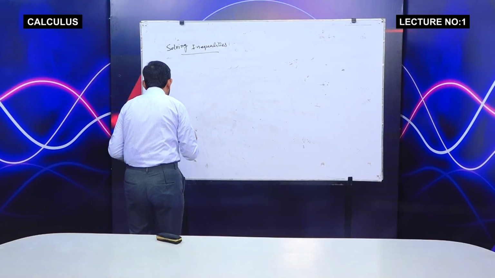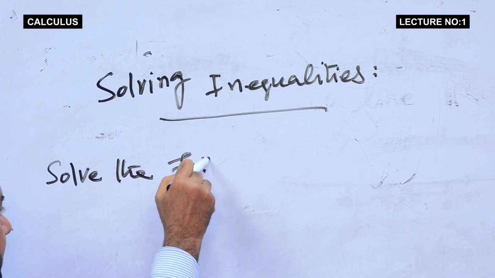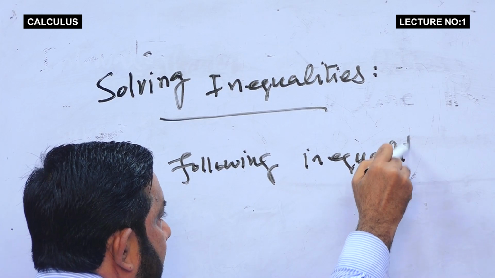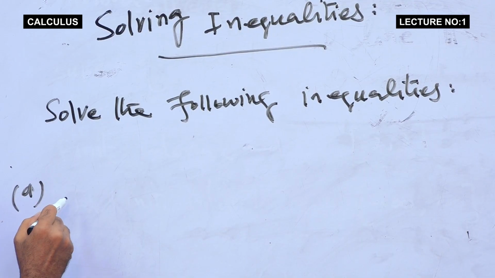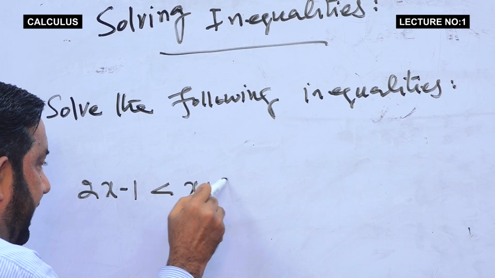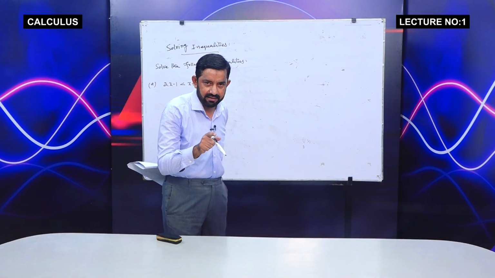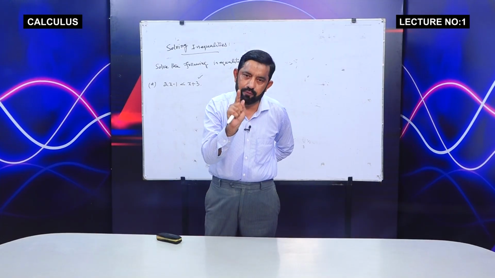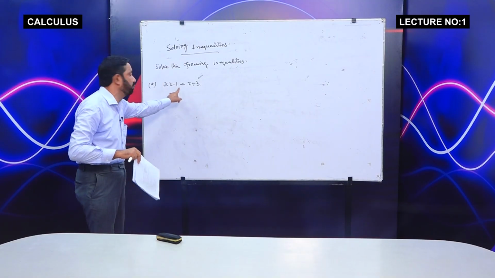So the first is this: solve the following inequalities. The first is this one: 2x minus 1 less than x plus 3. Solve means you have to find the value of x, or for which value of x the following inequality is true. x की आपने वो values find out करनी है जिनके लिए ये वाली inequality, this inequality holds true.